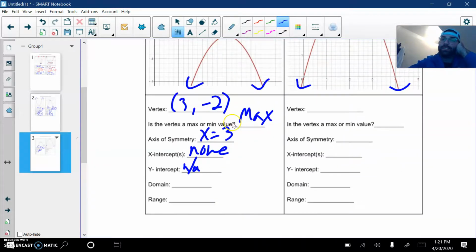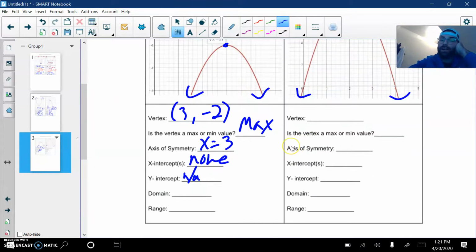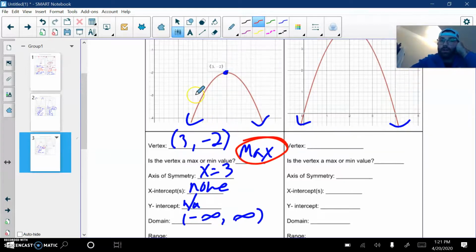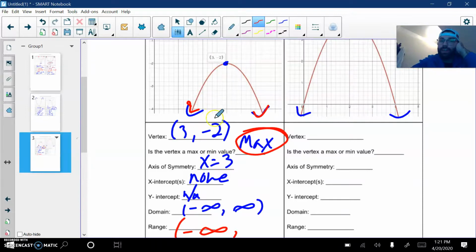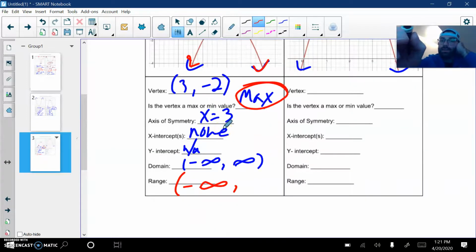What's our domain? Our domain is from left to right. Our domain is going to be negative infinity to infinity. This is a maximum. All right. So our lowest possible value for y I cannot see since these go off to negative infinity. So my range is going to be from negative infinity. That's my lowest possible value. Since this is a maximum, the maximum value of y is -2. And I'm going to make that a bracket.